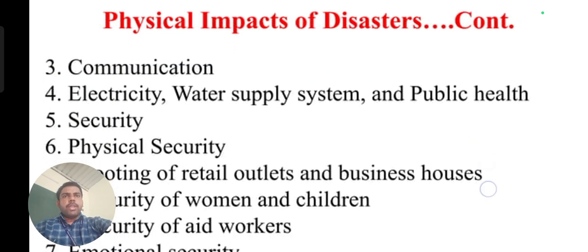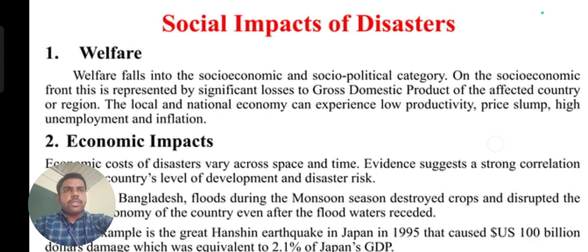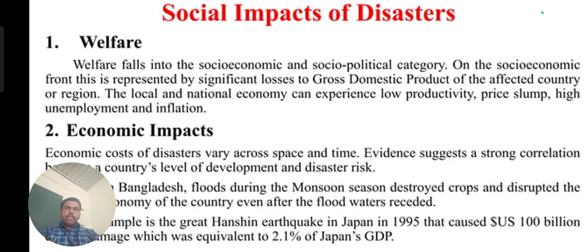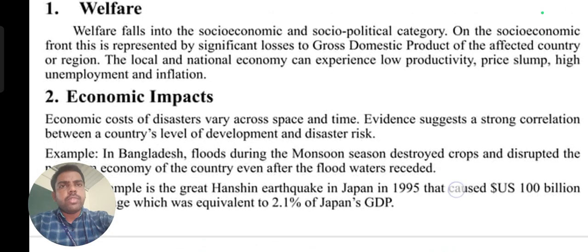Next one, communication. It is very important to provide alternative communication, and electricity, water supply systems, public health and security, physical security, and looting of retail outlets and business houses, security for women and children, and security for aid workers and nationality. And coming to social impacts, welfare. First, you have to provide welfare to those disturbed people, and for economic impacts, you have to provide from the economic point of view.